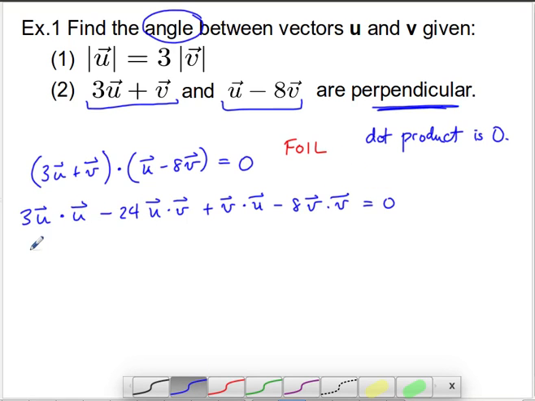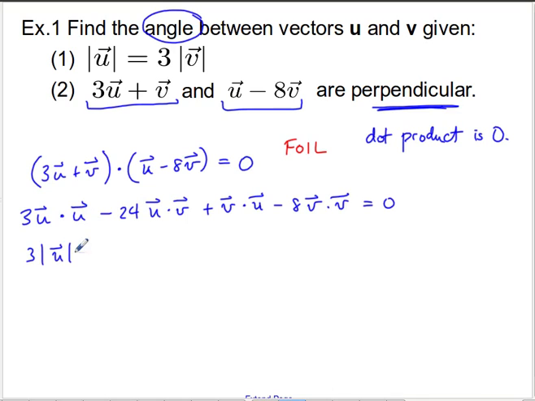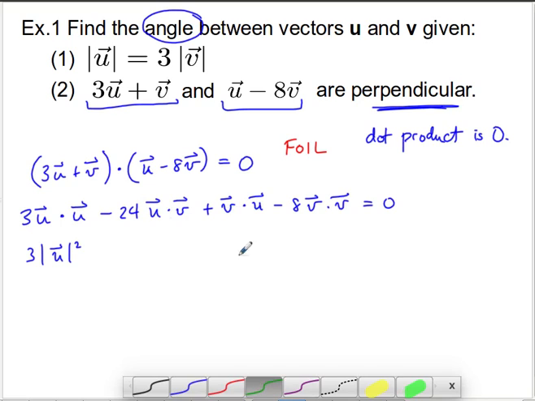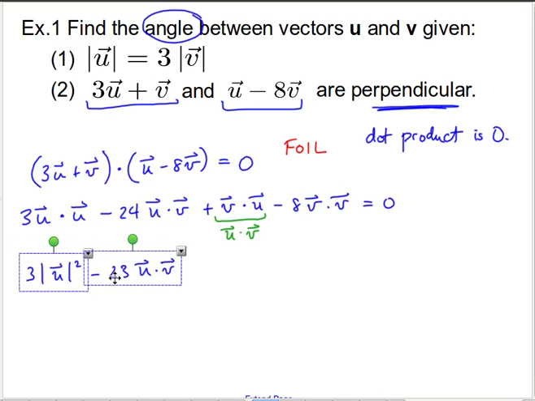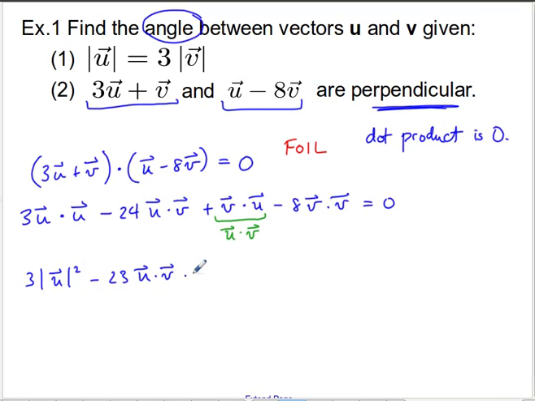So 3u dot u is just 3 magnitude of u all squared. I've got minus 24 u dot v, and I've got a v dot u here, but I'm just going to remind you that v dot u is the same as u dot v. And so I've got negative 24 of these plus one of them, which means I have minus 23 u dot v's. And then minus 8, and v dot v is the magnitude of v all squared, and that's equal to 0.